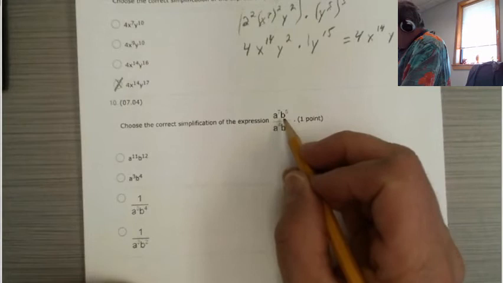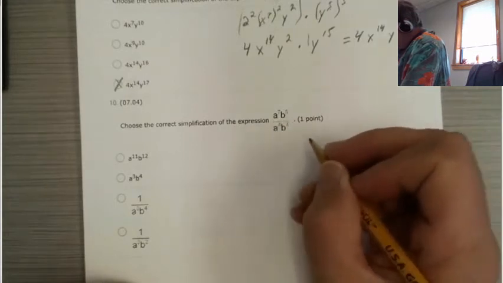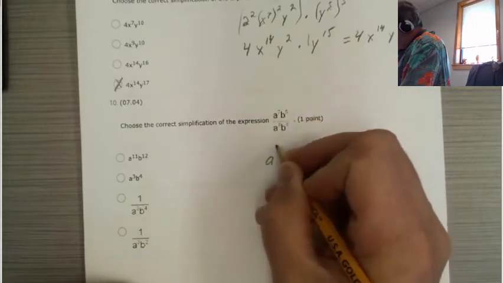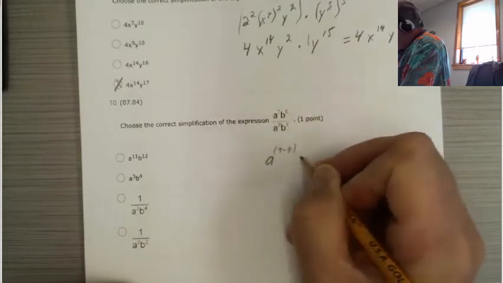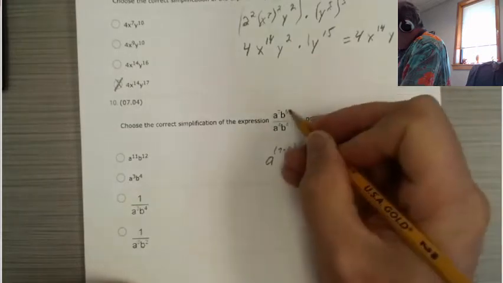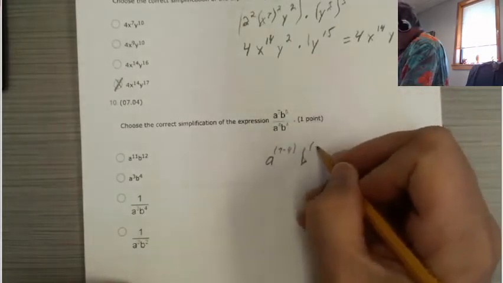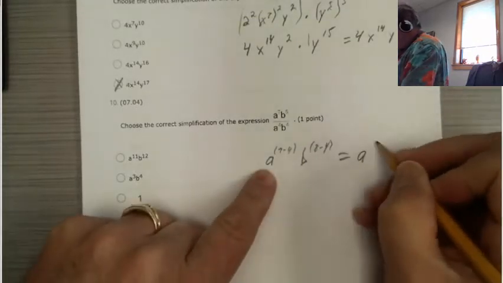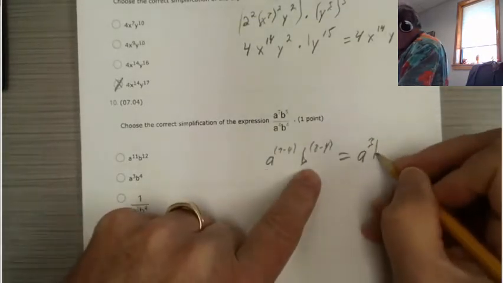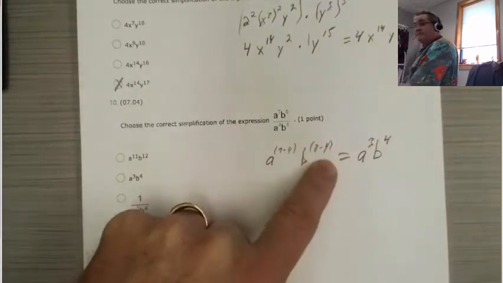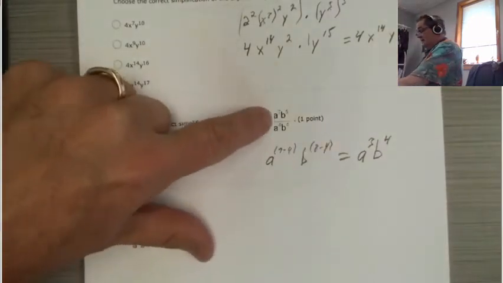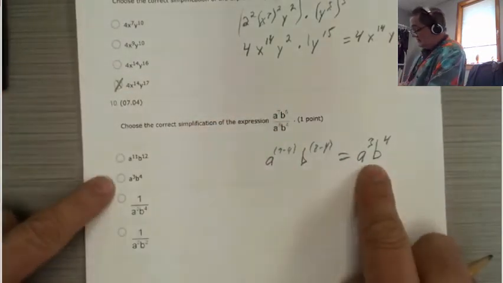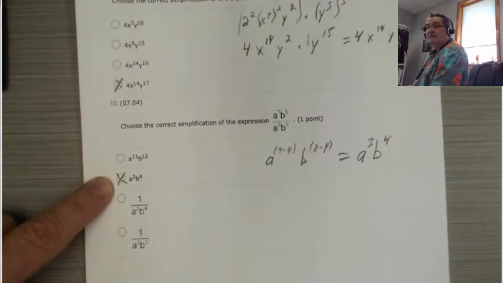So a to the 7th over a to the 4th, it's 7 minus 4. And then the b would be b to the 8 minus 4. So that's the same as a to the 3rd, b to the 4th. All right, take the a's, subtract. Take the b's, subtract. A to the 3rd, b to the 4th. There it is.